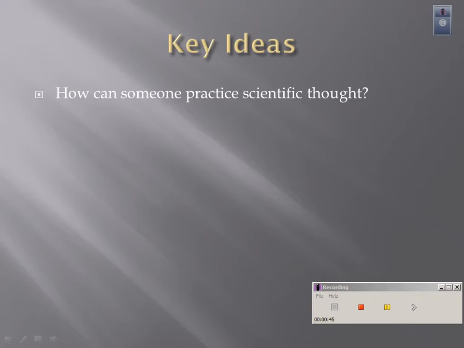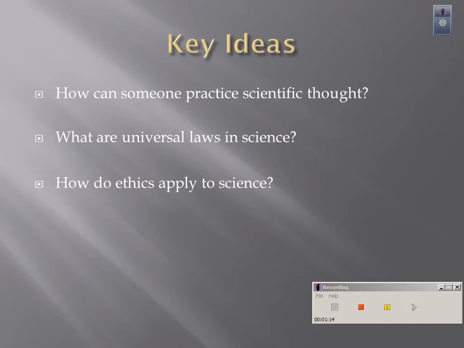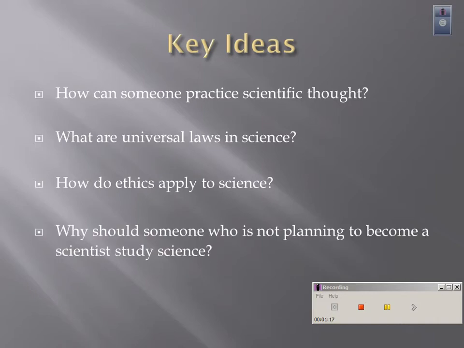So your key ideas. We're going to look at how someone practices scientific thought, what universal laws are in science and what they are compared to a theory, how ethics apply to science, and why should someone who is not planning on becoming a scientist study science. And that might be the number one question: when am I going to use this, right?